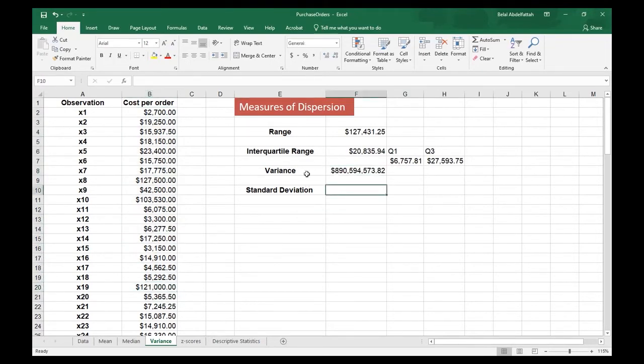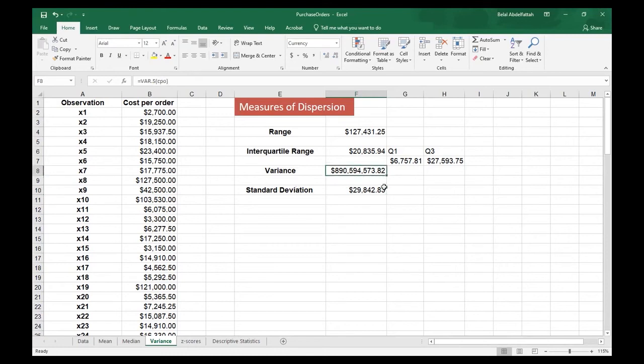Now, because we can't really get an idea on this value alone, if we were to square root this value, and so let me go ahead and do this. I'm going to do a SQRT on that variance value. Now, that makes a lot more sense if we're trying to get an idea of the average spread of the data that we're looking at here, which is around $30,000 when it comes down to the cost per order.